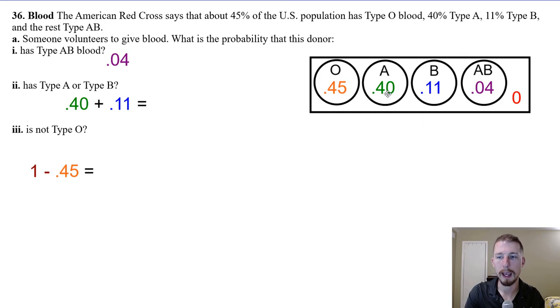You can't have type A and type B blood. All right, so that would be 51%. Not type O: well, type O is 45%, so not type O would be the complement. 1 minus 45 is 55%. So if we added all these others together, of course, we get 55%.